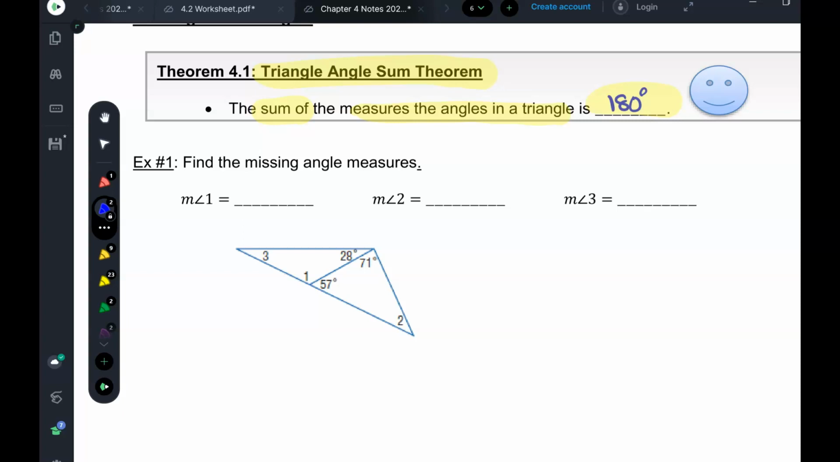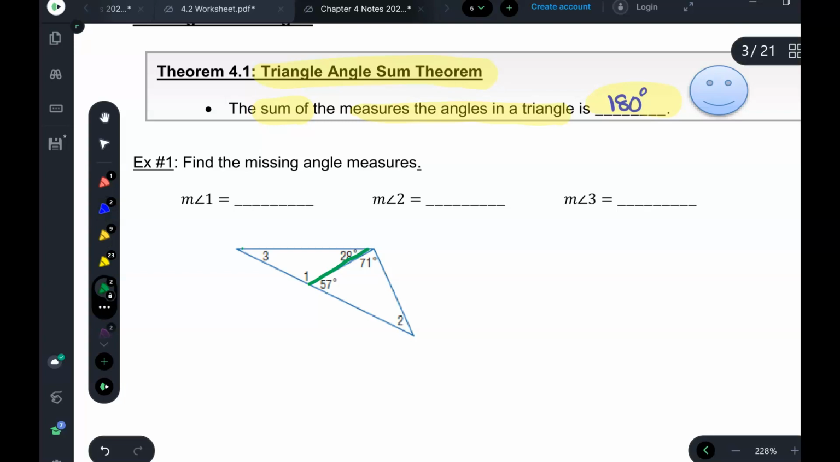So the sum of the measures of the angles in the triangle is 180. That's all triangles, every single type of triangle. So it doesn't matter what kind it is. Why do we need to know this? You'll see. So if we're looking at, let's say, this triangle here.